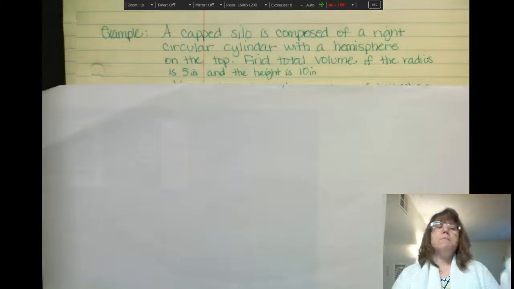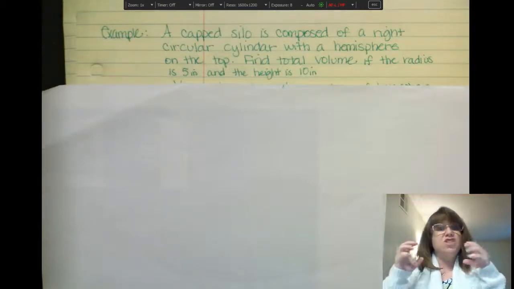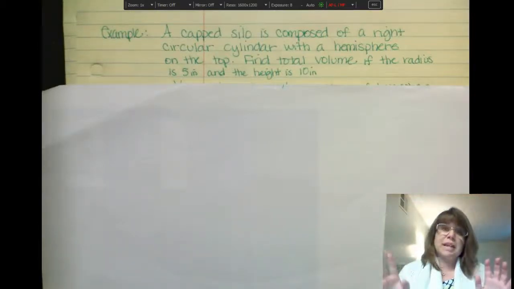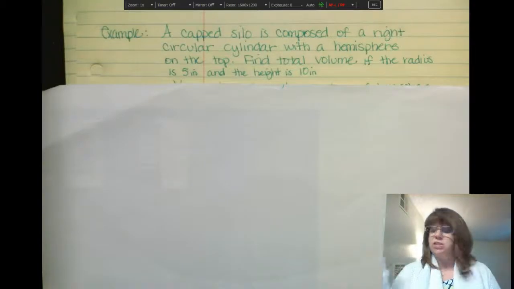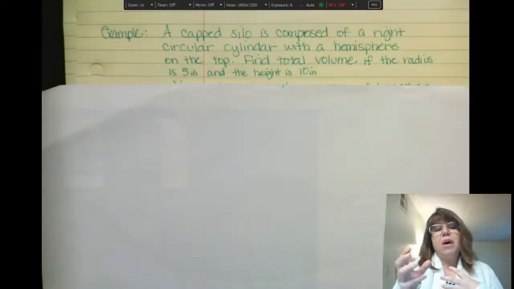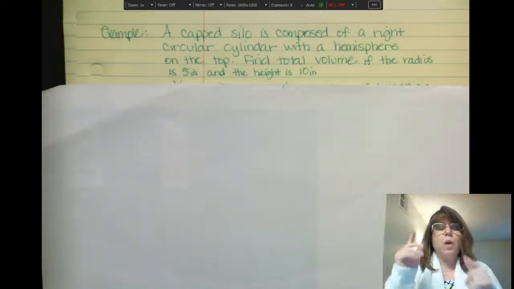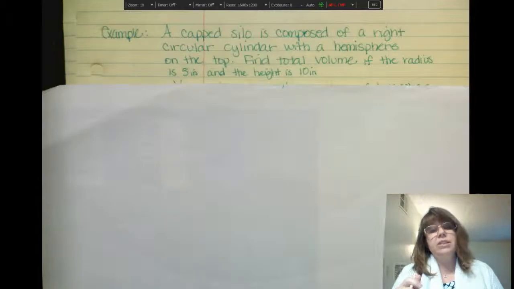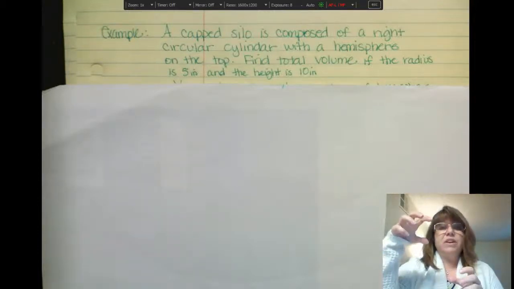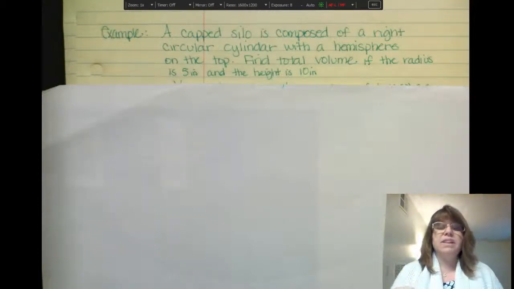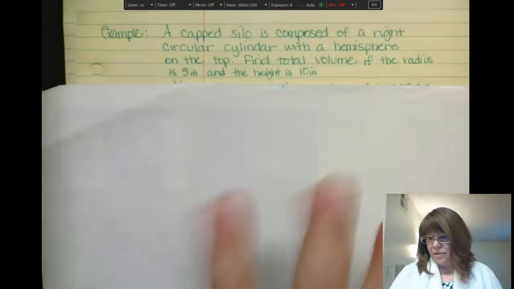So let's combine what we've done so far. I didn't show you an example of a sphere, but if I tell you the radius, you're just going to plug it into the equation and figure it out. Think about a capped silo that's composed of a right circular cylinder with a hemisphere on top. Let's find the total volume if the radius is 5 inches and the height is 10 inches.